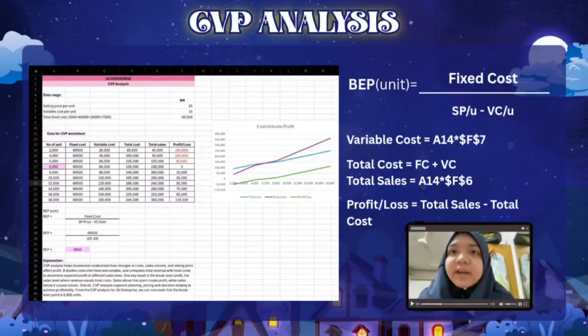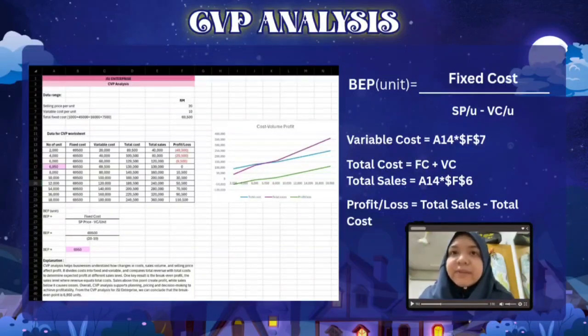Alright, so here we have our CVP analysis for our business. We have the selling price per unit, variable cost per unit, and the total fixed cost that we gathered from the statements of profit or loss. We have listed the costs needed to find our break-even point. We used the BEP unit formula, total fixed cost divided by selling price per unit minus variable cost per unit, to get 6,950 units.